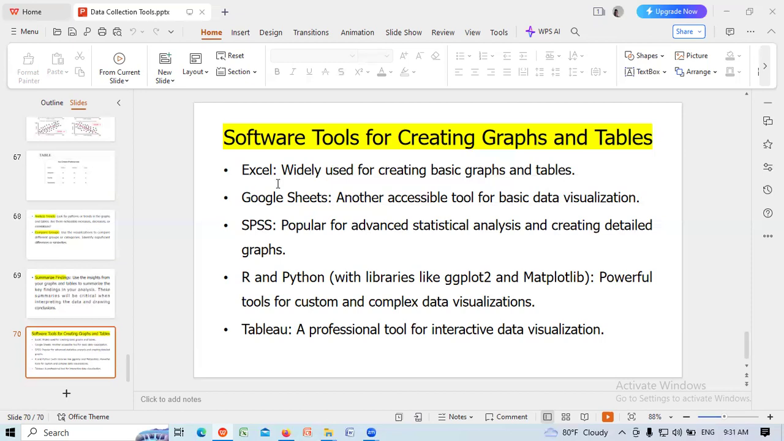So we have to use some software. Excel is widely used for creating basic graphs and tables. Google Sheets for basic data visualization, SPSS for creating detailed graphs, R and Python for complex data visualization, and Tableau for interactive data visualization.